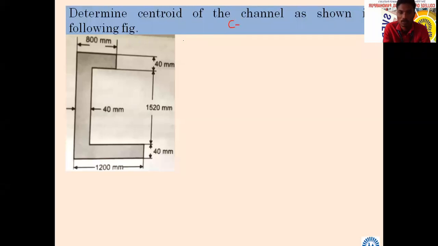What is our first task? Convert into flange and web and find the centroid of each. No, that flange and web is for that T section. It is not always so. First, we find the reference axis. What is our criteria to locate the reference axis?